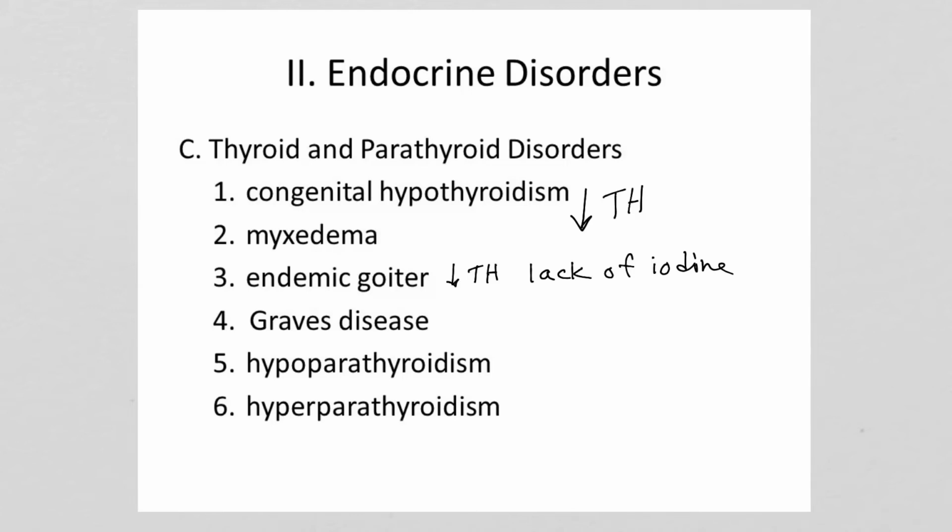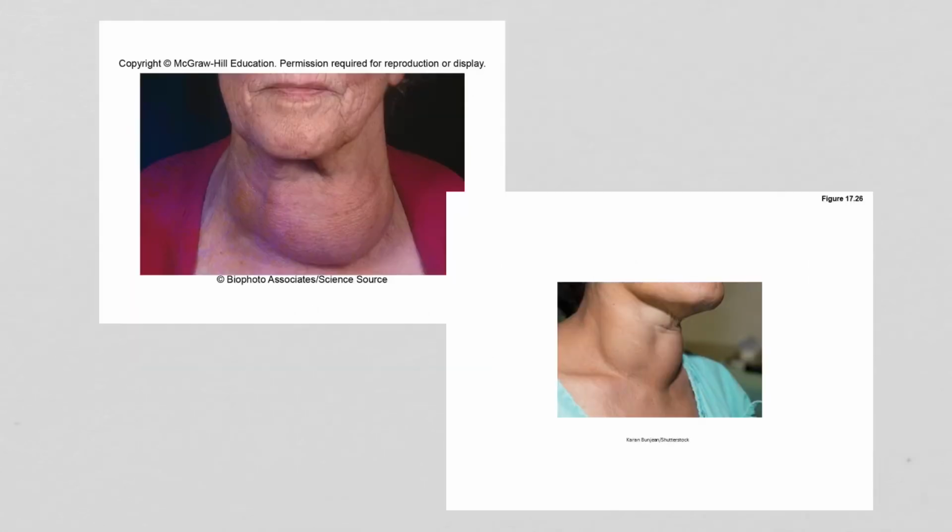Of course, the result of that is the thyroid gland starts to produce more and more thyroglobulin, the follicles get bigger and bigger, and you end up with what's called a goiter, which is the enlargement of the thyroid gland. You can see these 2 pictures here. Both of these look like their necks are swollen, and that is the evidence of endemic goiter.